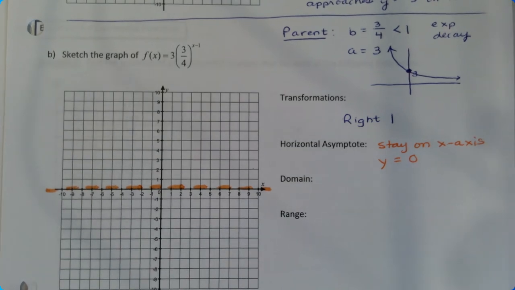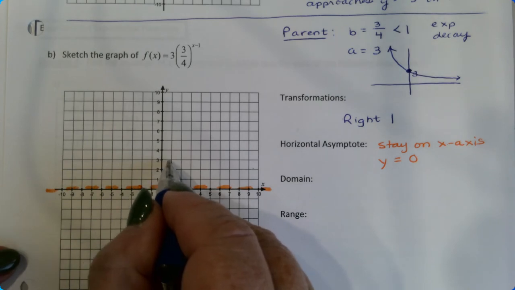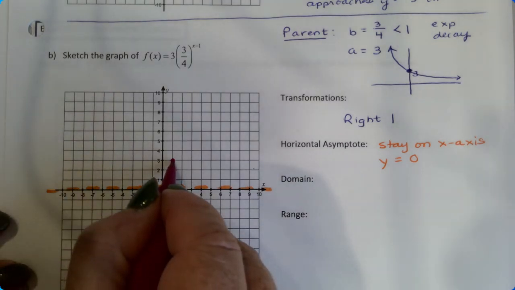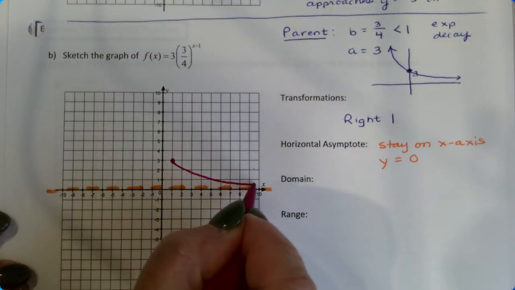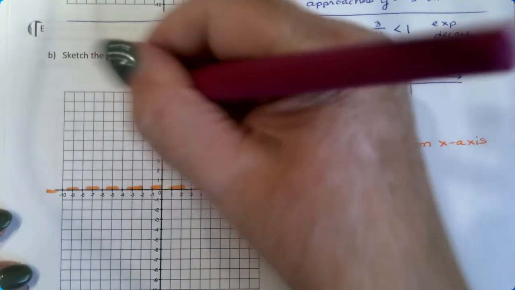All right. My A value was 3, so the y-intercept was 3. That I can move to the right one. So I'll move that over to here. And other than that, I'm just going to sketch in an exponential decay curve. Falls and gets close to 0 on this side, and gets large on the left-hand side this time.